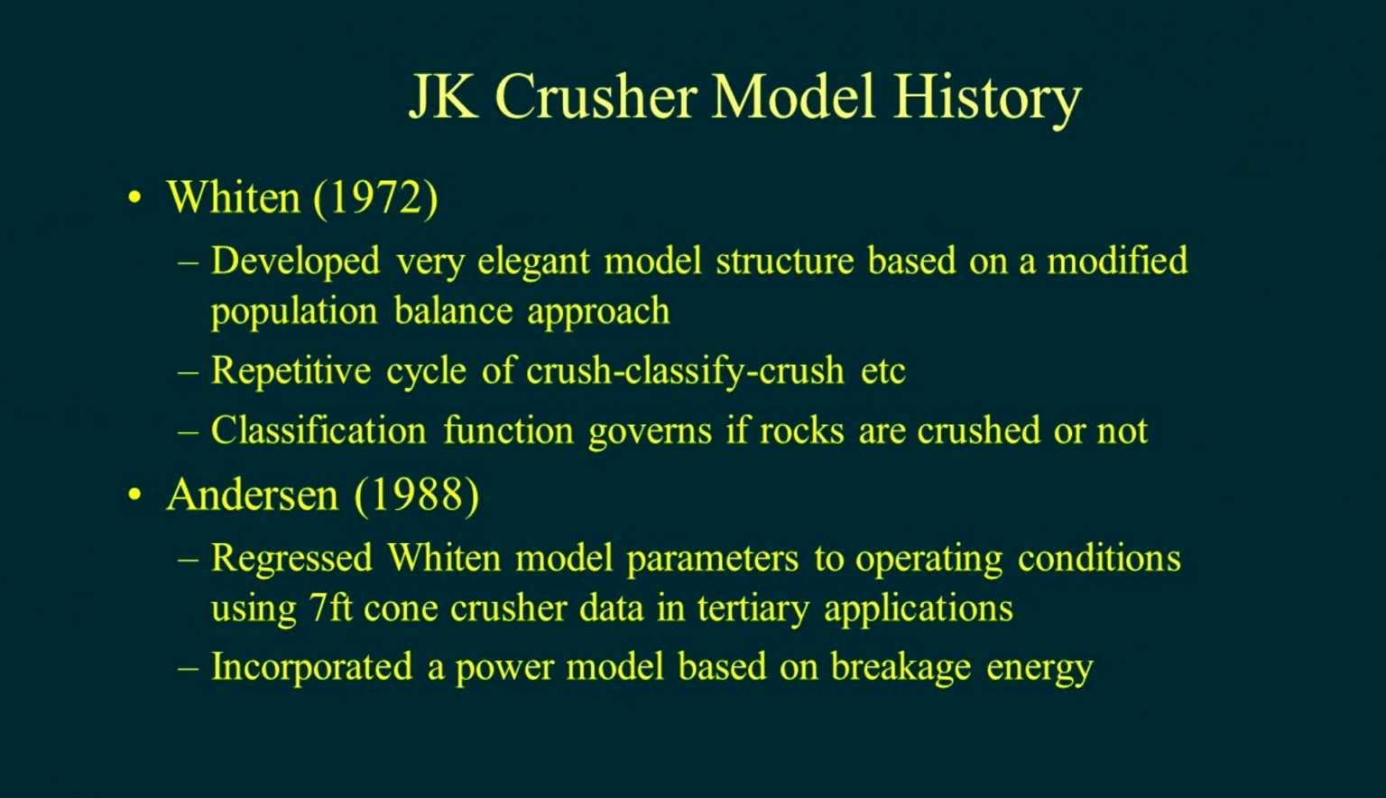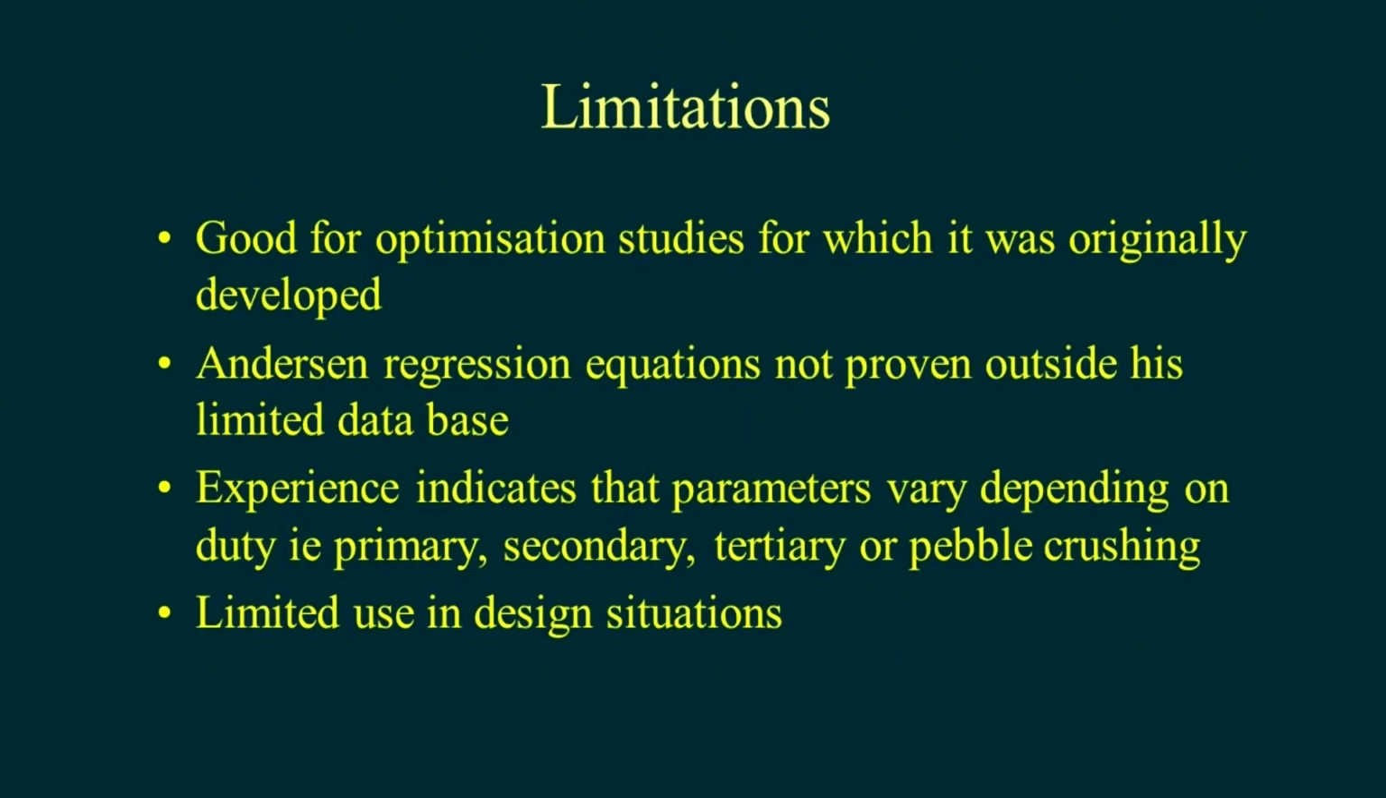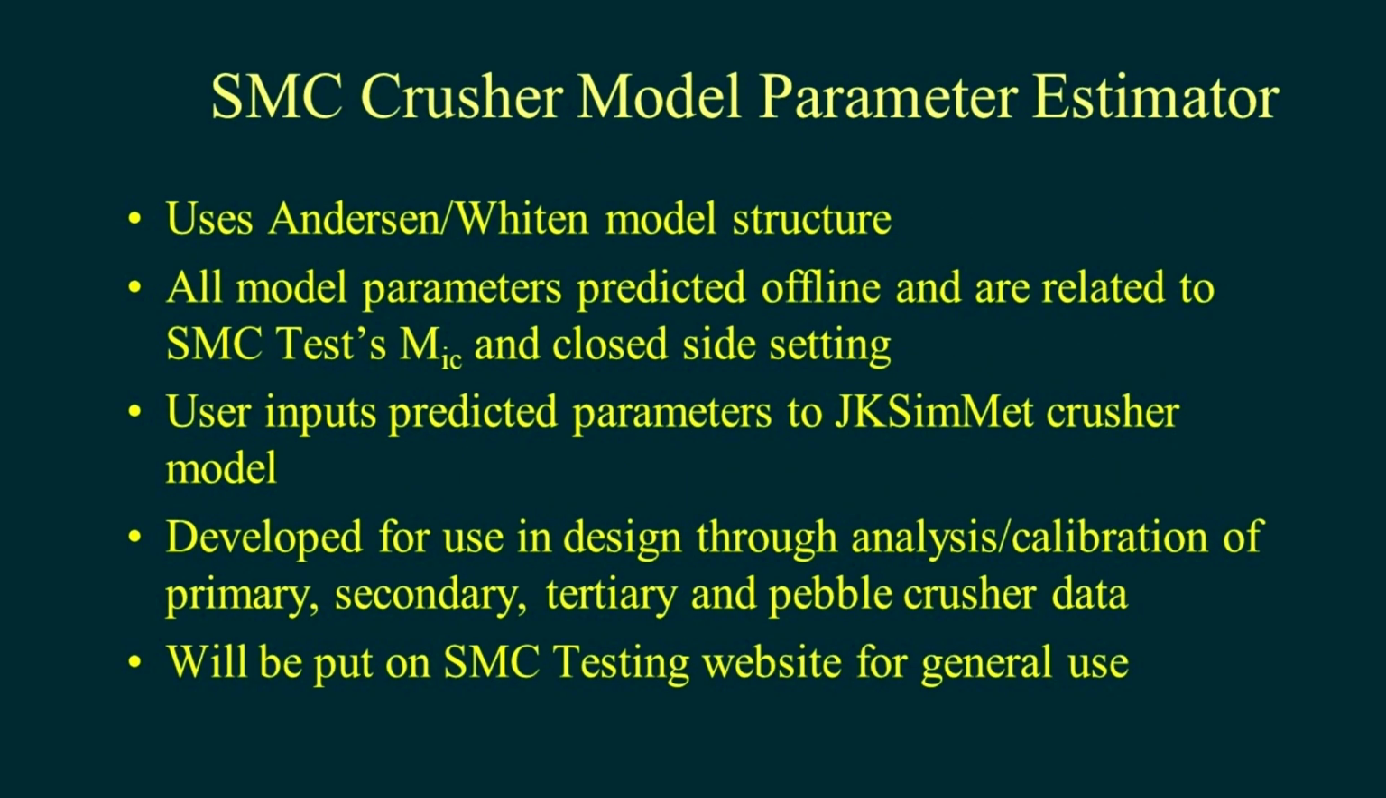Experience has told us that there appear to be some strong trends in the parameters of that model, depending on whether it's primary, secondary, tertiary, or pebble crushing. So from a design situation, once again, the model is quite limited because, as an engineer, if you're using JKSimMet, it's your job to put the parameters in. And if you don't know what they are, then you can't use the model. So, yet again, another cheat.